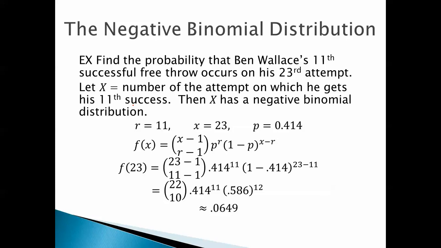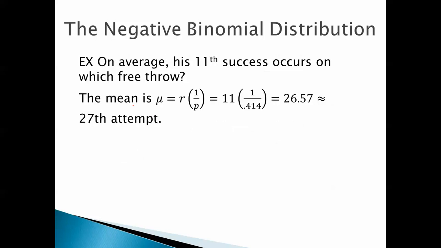So f of 23 will be 23 minus 1, choose 11 minus 1, times 0.414 to the 11th, times 1 minus 0.414 to the 23 minus 11. In other words, it's 22 choose 10 times 0.414 to the 11th times 0.586 to the 12th. In other words, it's 0.0649.